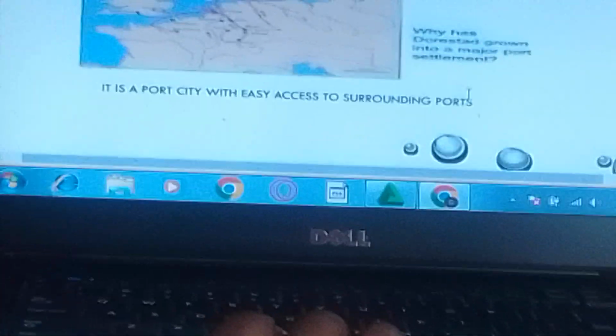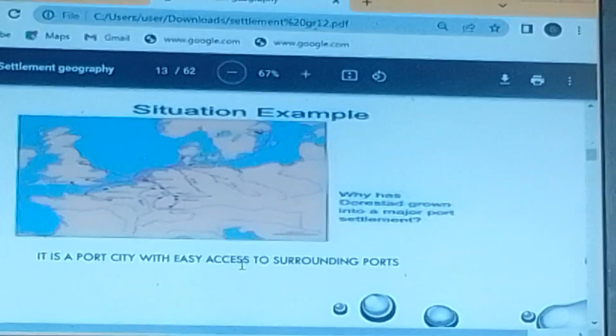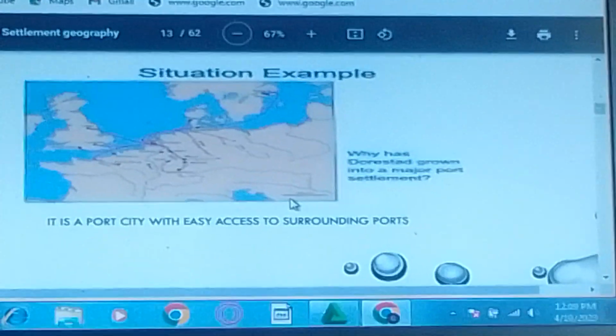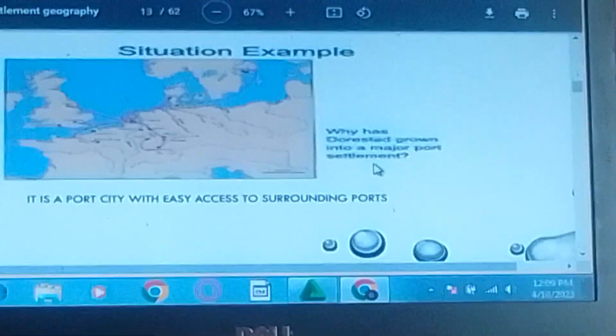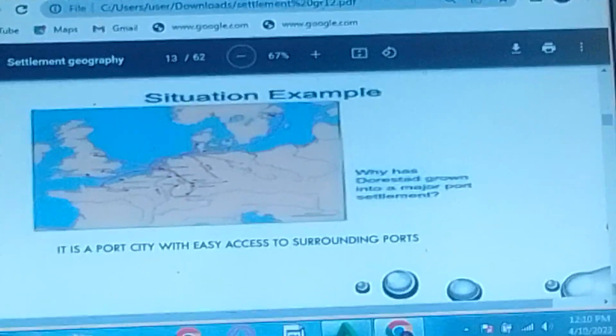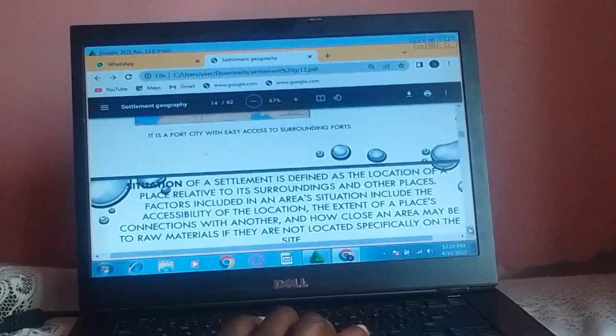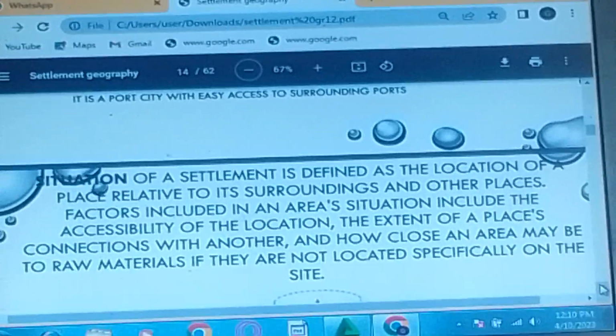Situation, this is an example of a situation. It is a port city with easy access to surrounding ports. So it's basically a settlement that is located close to a port. So it's a situation with regards to its surroundings.